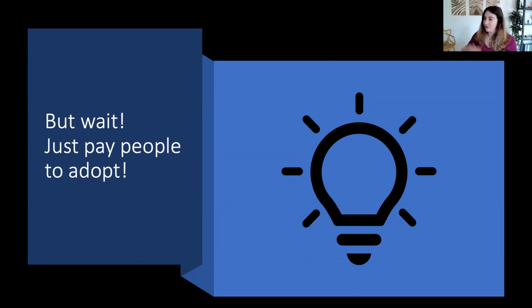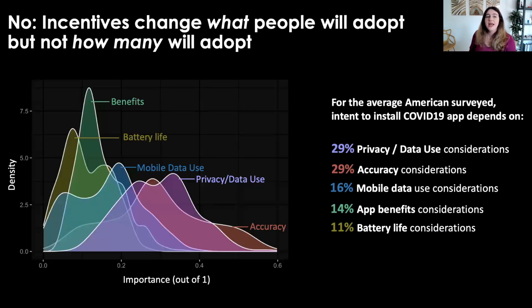We pay lots of people to participate in experiments, et cetera. And so a lot of folks, especially in the economics community, will be like, well, why don't we just incentivize them to adopt these apps? It turns out that won't really work. So what we find is that incentives will change what quality of app people will install, but it won't ultimately affect too much how many people are willing to install.